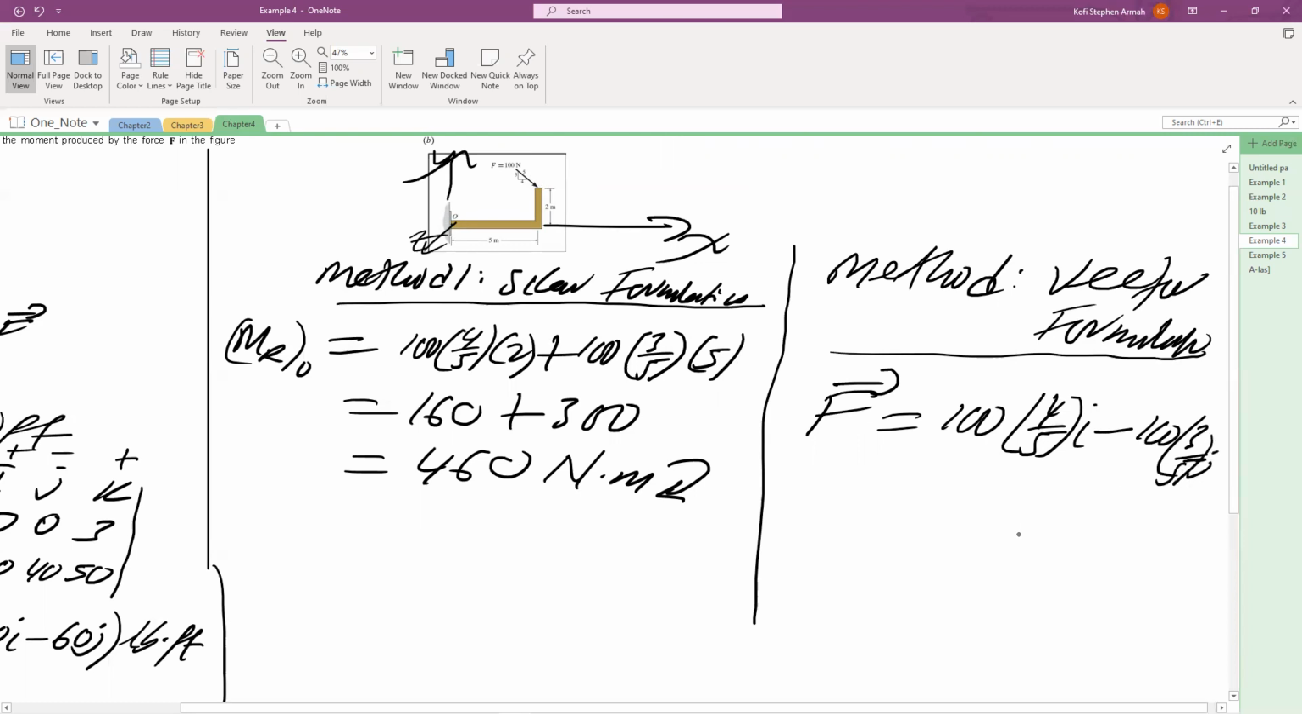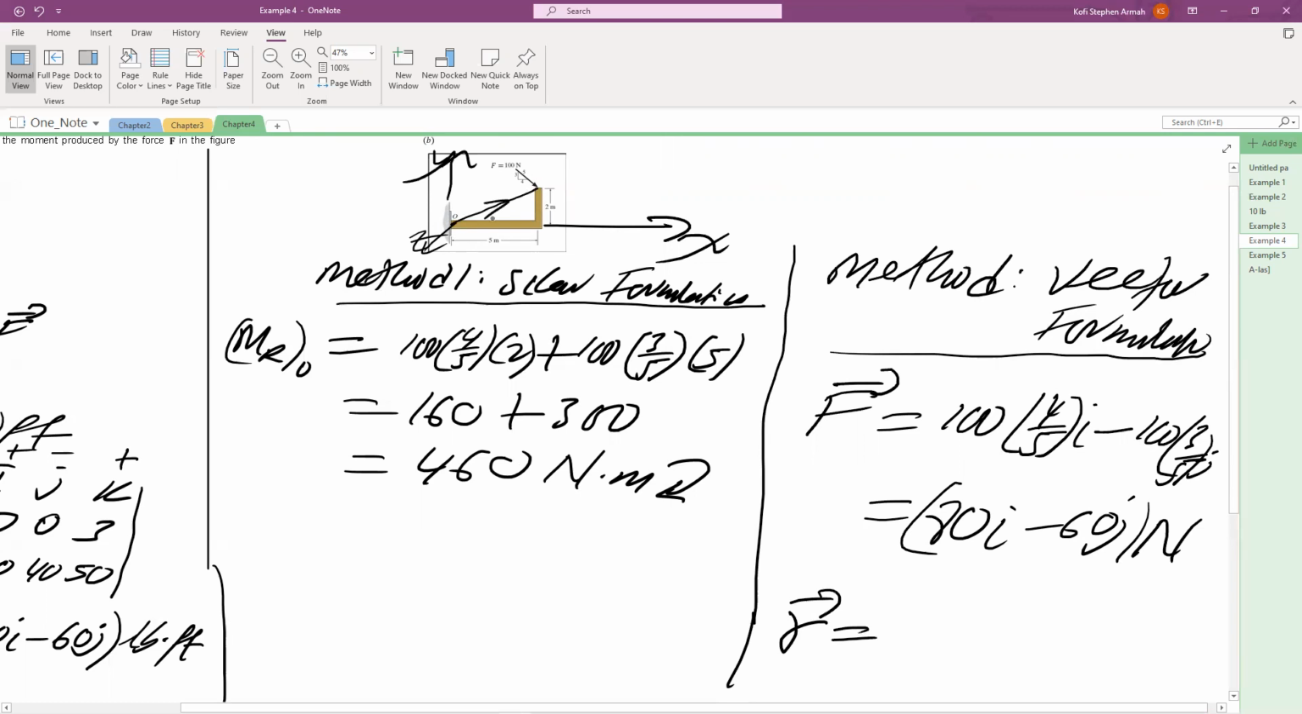And that is j. So if you do this very well, this cancels, that is 20, so 80 i. This cancels, that is 20, so that is 60 j. And this is in newtons. The r, let me explain this. The r is this distance from here all the way here. This is our r. Watch this carefully. You go this way and up. So the r is 5i plus 2j, and this is in meters.